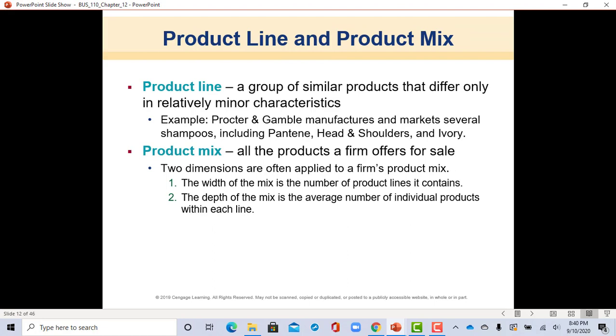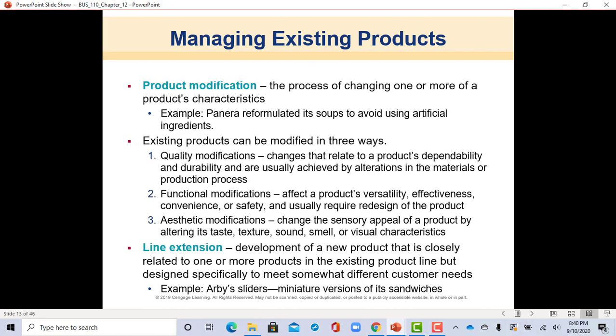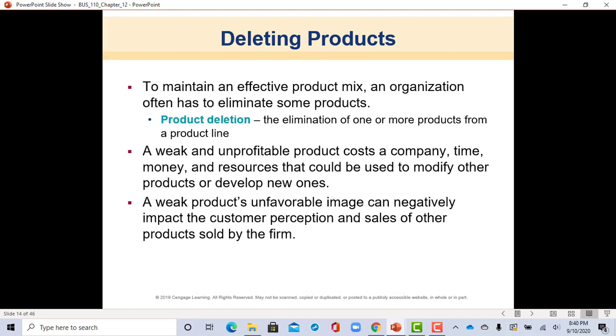Generally, the products within a product line are related to each other in the way they are produced, marketed, or used. A product mix can be changed by deriving additional products from existing ones. Most organizations find it difficult to delete a product because of the costs associated with bringing the product to market, or for more emotional reasons.